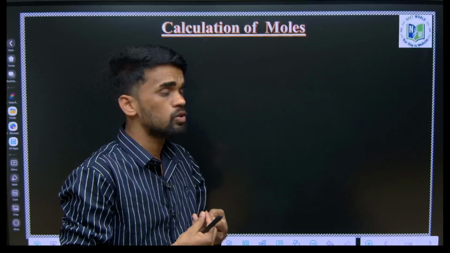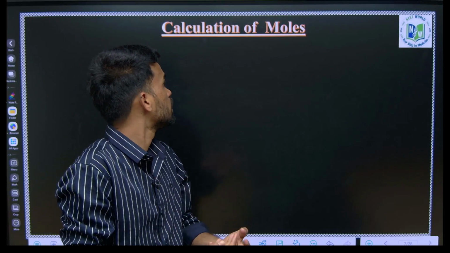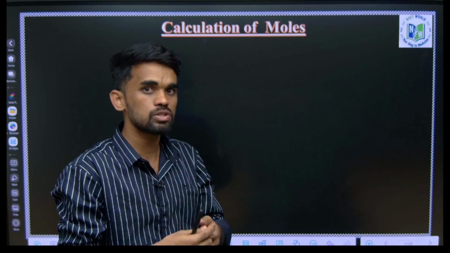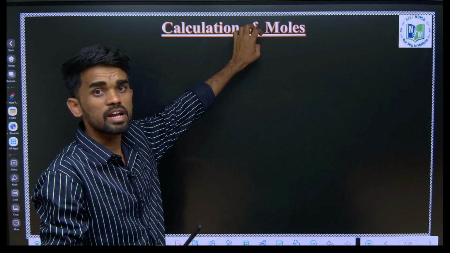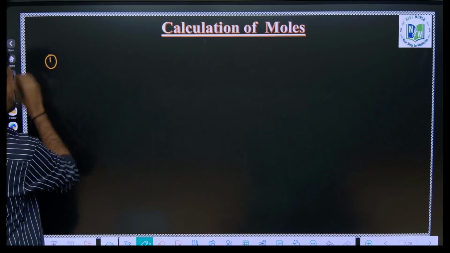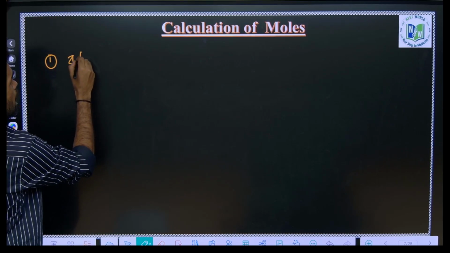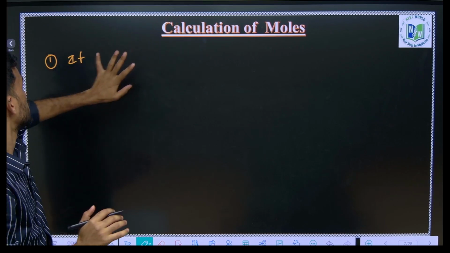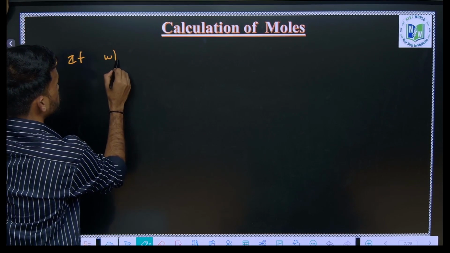The next thing is calculation of moles. So I hope you got some clarity on how to define moles, right? Now let us look into how to find the number of moles. Sometimes they may give the first case. So how do they ask questions on this? Let us see. If weight is given, sometimes what will they give?